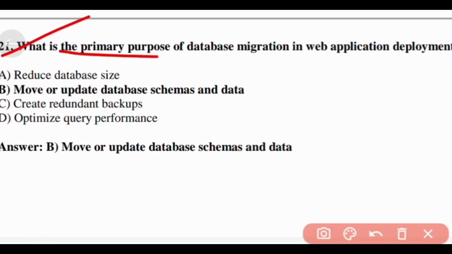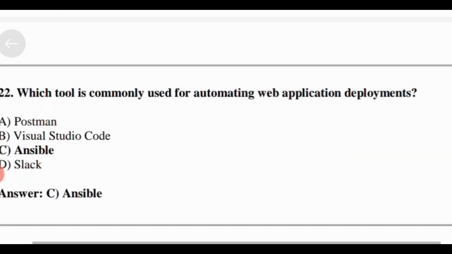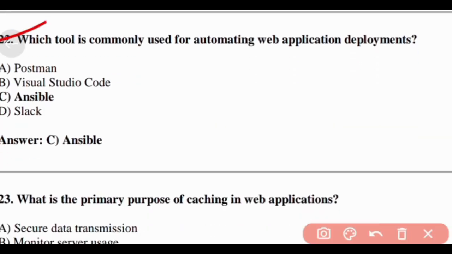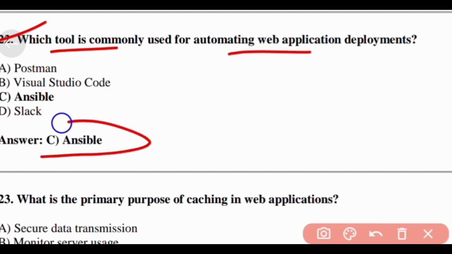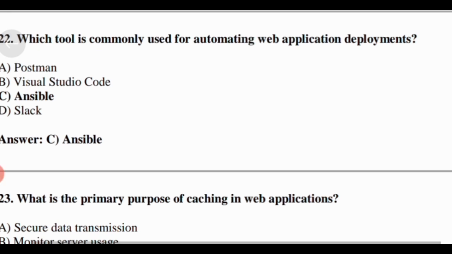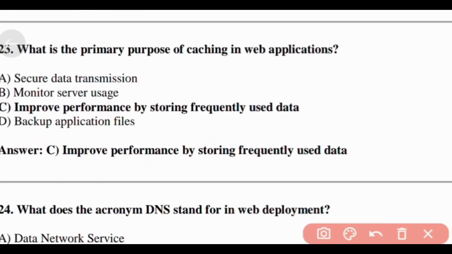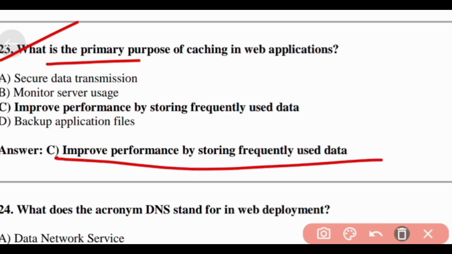What is the primary purpose of database migration in web application deployment? Move or update database schemas and data. Which tool is commonly used for automating web application deployments? Ansible. What is the primary purpose of caching in web applications? Improve performance by storing frequently used data.